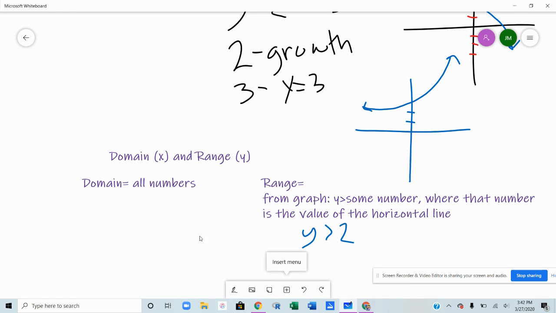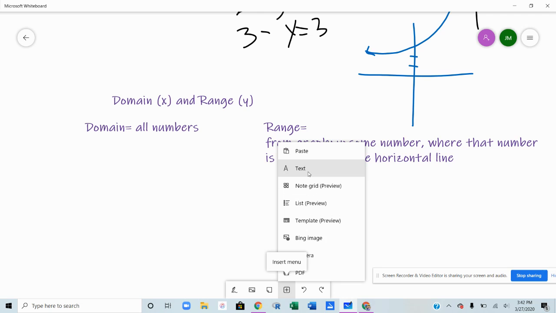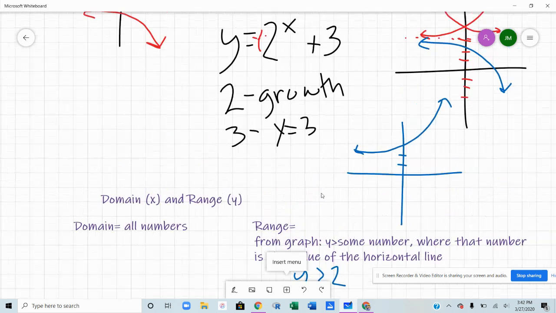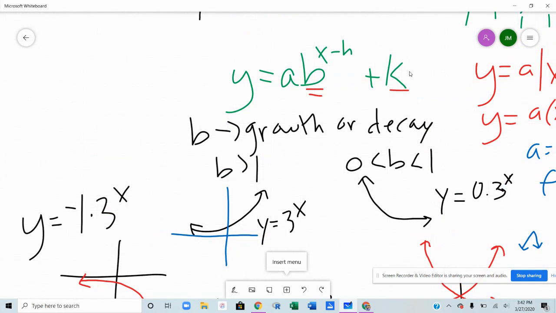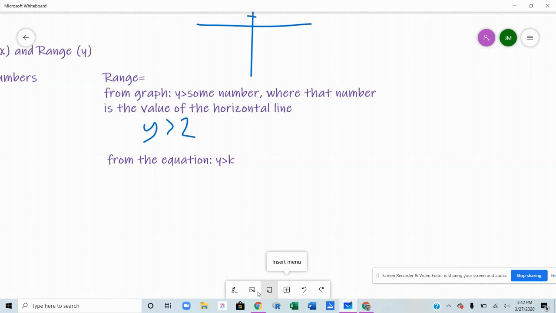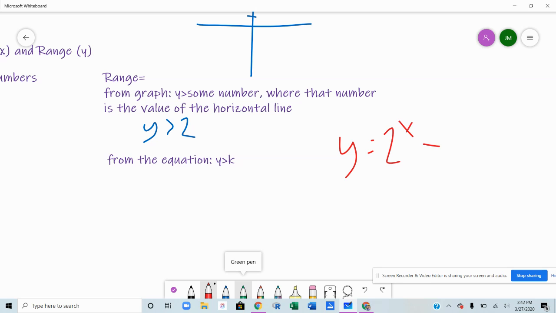Okay. If, however, we're looking at it from the equation, it's going to be y is greater than k. And remember, back up here, we saw this k value. It's whatever we have here at this end that we're adding or subtracting or whatever. So a couple of examples with that. Let's say I have y equals 2 to the x plus 3. Lets me know that my range is going to be y is greater than 3.